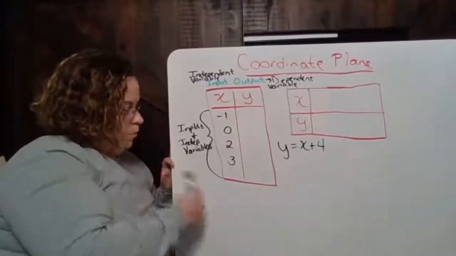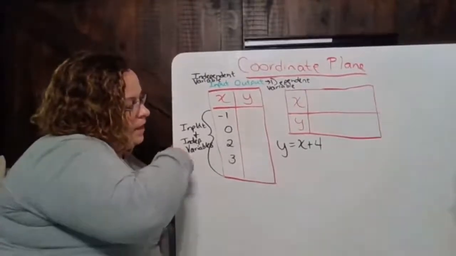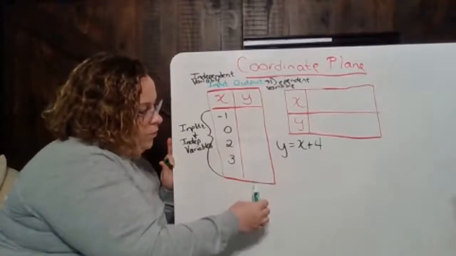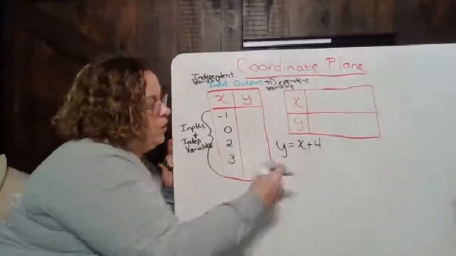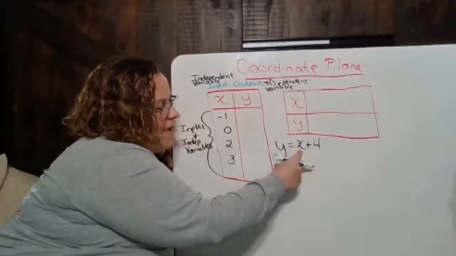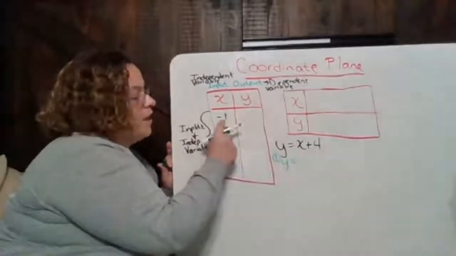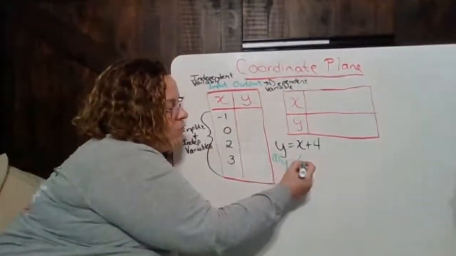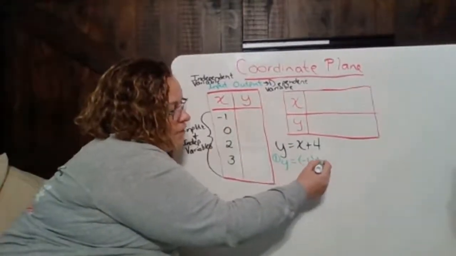So I'm trying to solve for y. Remember y? I'm going to literally do it in order. So my first one is going to be y equals, but instead of x, we're going to plug in what x is. So in this case, x is -1 and then +4.